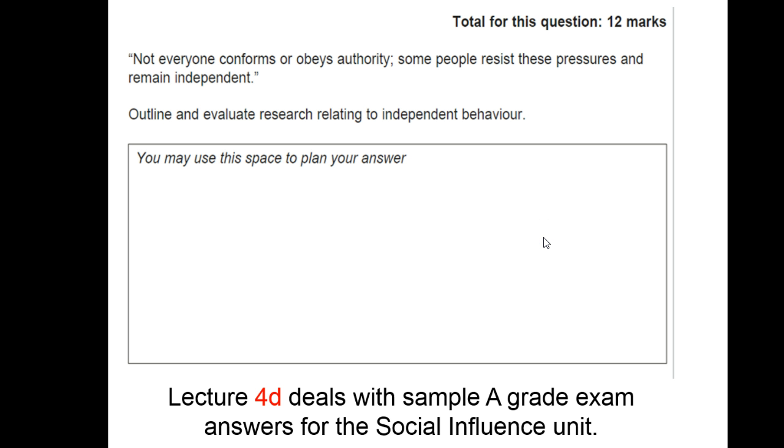Not everyone conforms or obeys authority. Some people resist these pressures and remain independent. Outline and evaluate research relating to independent behaviour. This question, I deal with it in lecture 4D. I actually write it out for you to see. So I'm outlining particular research relating to independent behaviour. I'm going to do Asch's variations in terms of social support, and I might do Milgram's variations in terms of status and environment, and then I'm just going to evaluate both the Asch and the Milgram study, and that should be enough to do here.